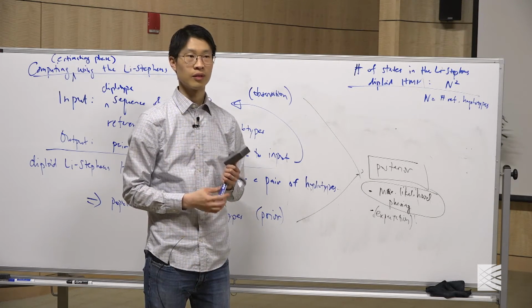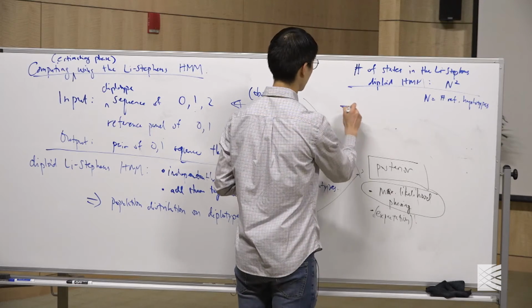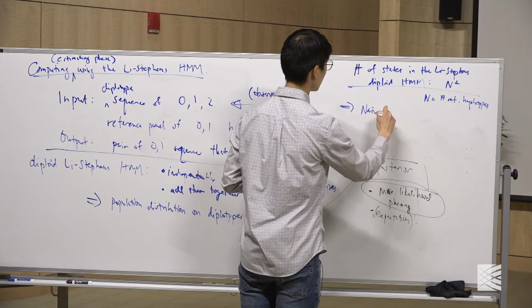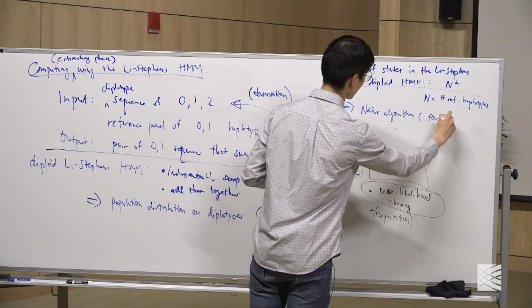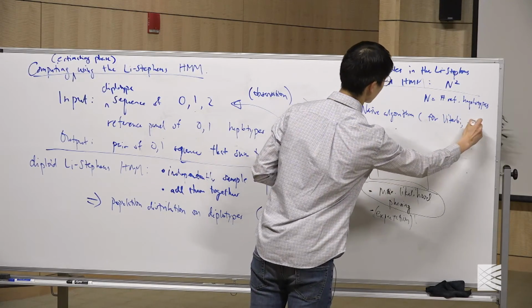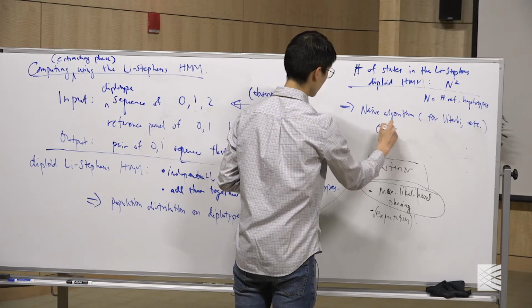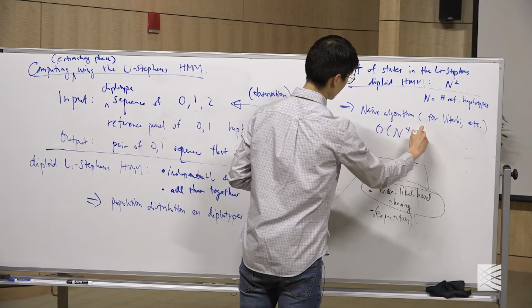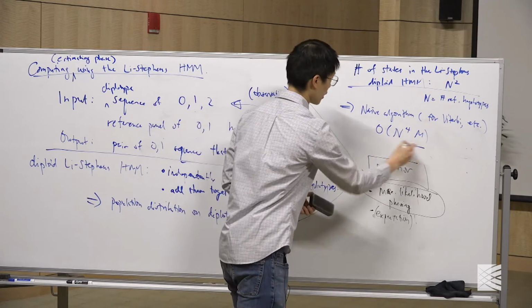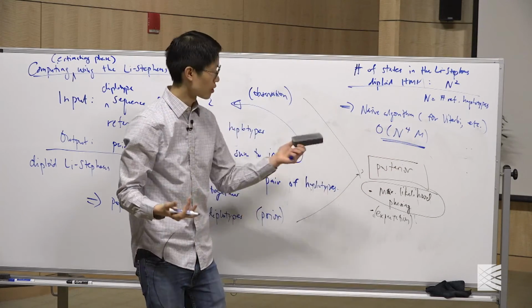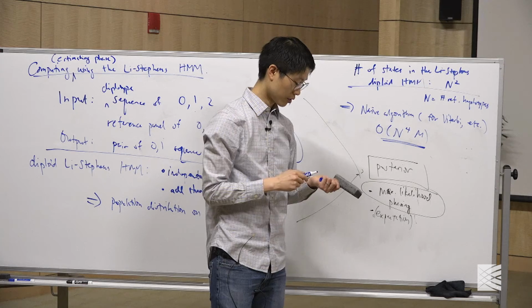Is it n to the 4? Yeah, so that means that a naive algorithm for Viterbi, et cetera, maximum likelihood inference, has order of n to the 4th times m, the number of SNPs, the length of the HMM. And this is kind of bad, because if n is 1,000, then n to the 4th is bigger than you would like.